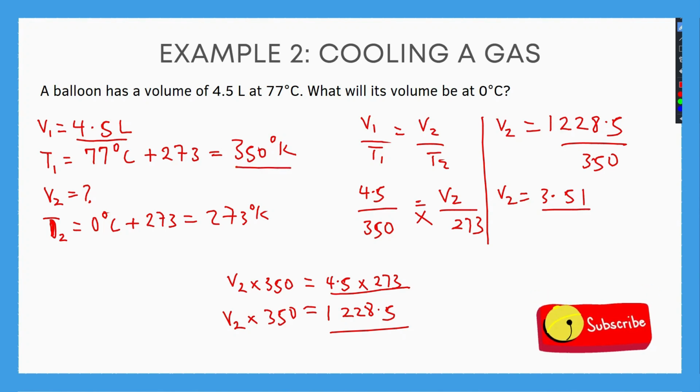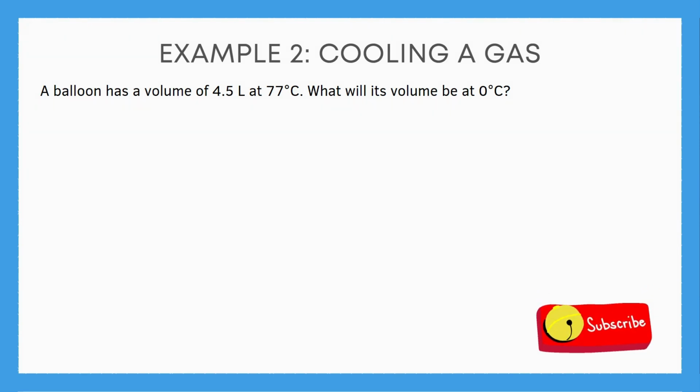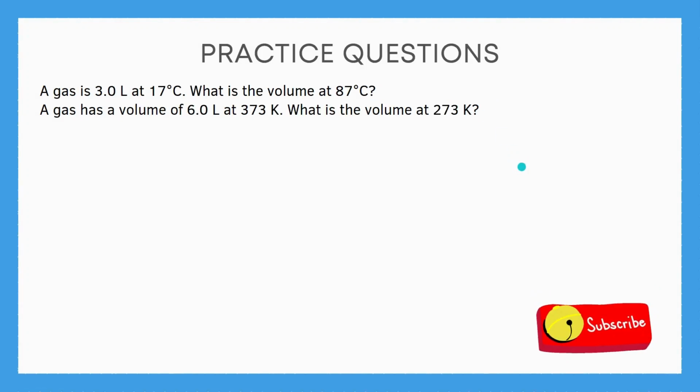So you can see volume has reduced from 4.5 all the way to 3.51, and temperature as well also reduced from 350 to 273 Kelvin. So you can see how Charles' law applies to this question. So let's move on to the next thing on our list.